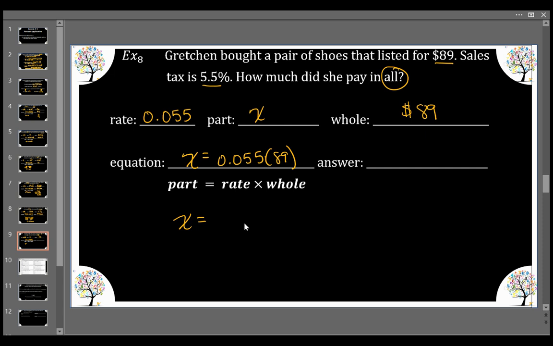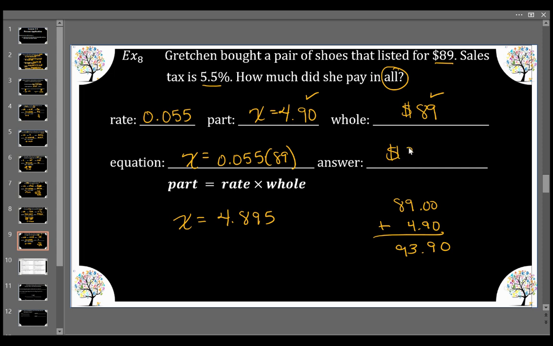and we get 4.895. We're going to round that since we're talking about money. We're going to round that to the hundredth, so this is going to be considered $4.90. So she's going to pay $89 for the shoes, plus the sales tax to the government. So she is going to pay $93.90 in all.